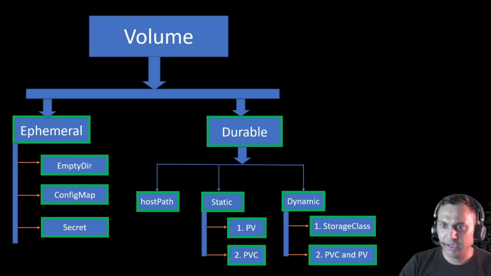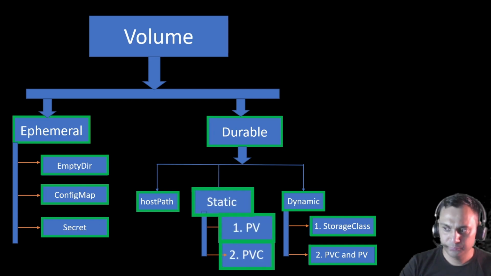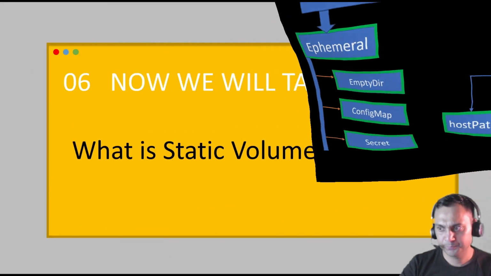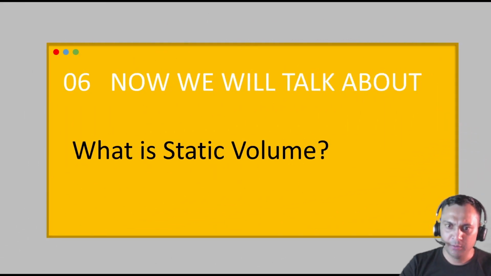Let's talk about static volume under durable volume type. So in static, we have to create PV and PVC. PV stands for persistent volume and PVC, persistent volume claim. So what is static volume?